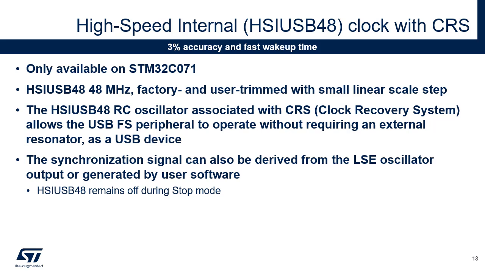The HSI USB 48 clock is of high precision thanks to the clock recovery system, or CRS. The CRS uses the USB start of frame signal, the LSE clock, or an external signal as timing reference, to precisely adjust the HSI USB 48 RC oscillator frequency. When the CRS is not used, the HSI USB 48 RC oscillator runs on its free run frequency that is subject to manufacturing process variations. The devices are factory calibrated for about 3% accuracy at an ambient temperature of 25 degrees Celsius.